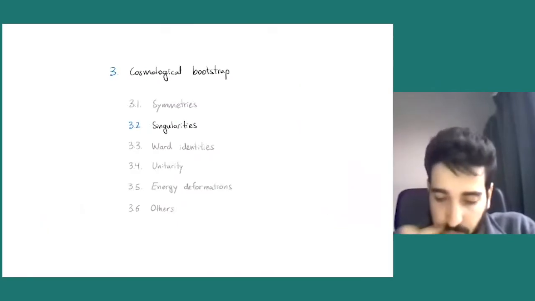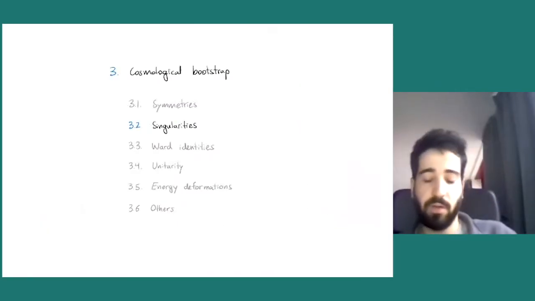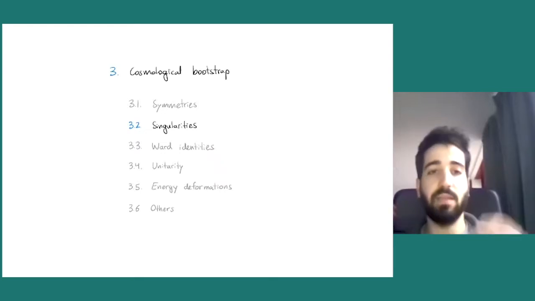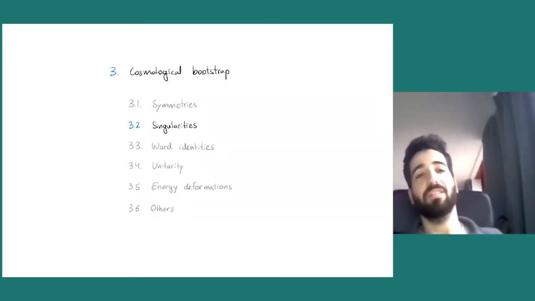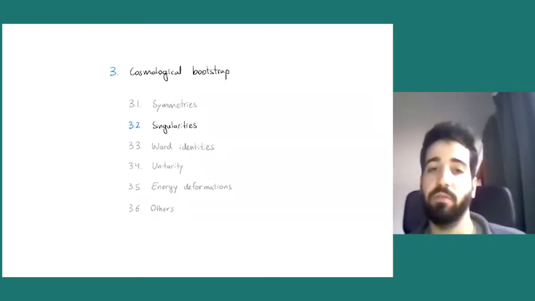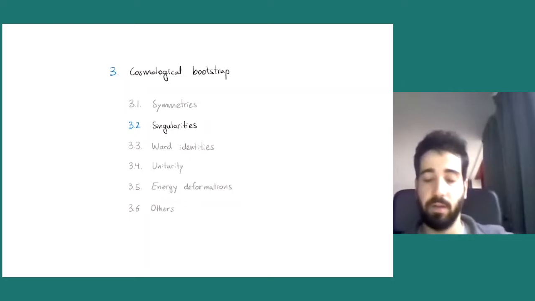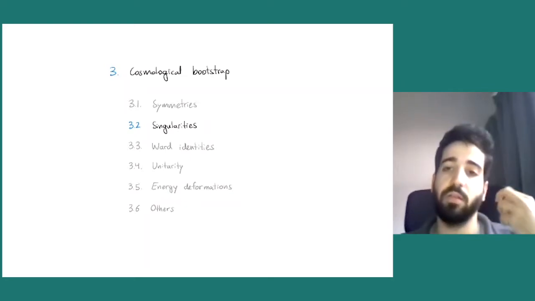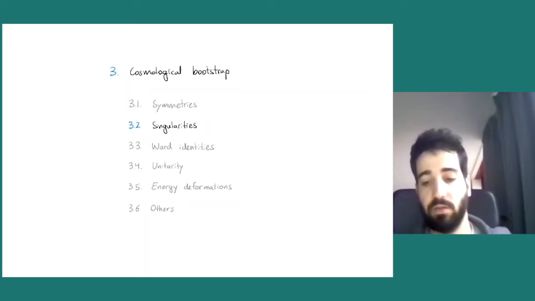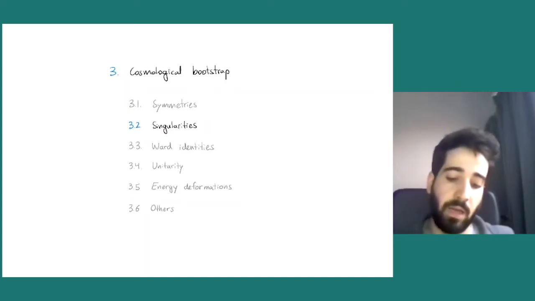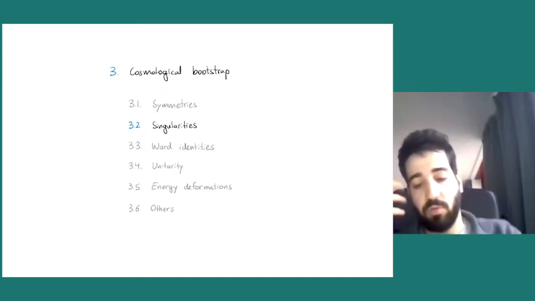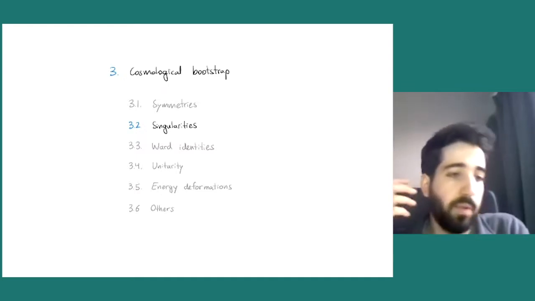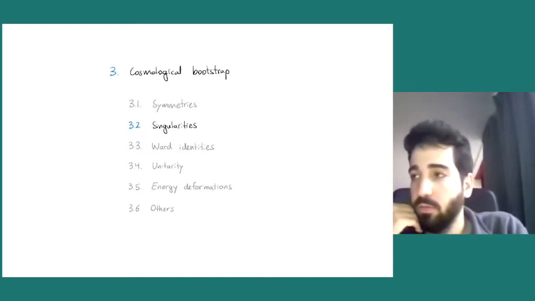Okay, so the next thing I'm going to talk about in this list of things is the singularities of the correlators, and this is actually very, very important. It's very important to know the singularity structure of the correlators. It gives us a lot of handle. And this is a list of cosmological bootstrap methods or principles.